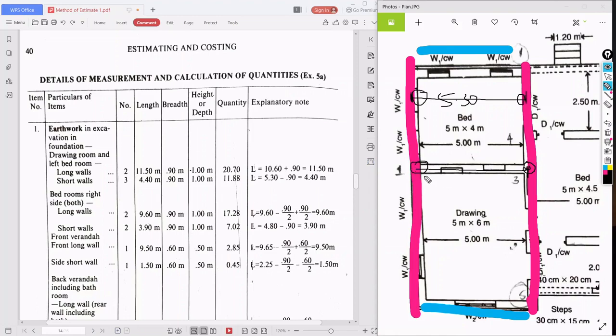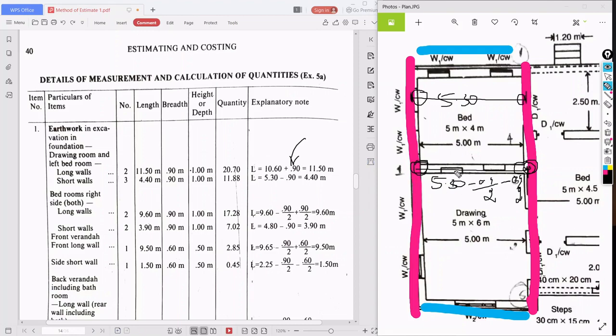So what we need to do? We don't need this 0.9 by 2. So 5.30, this part is already excavated, that is minus 0.9 by 2 minus 0.9 by 2, because in the long wall section we already excavated this part. So that's why in the long wall we are adding plus 0.9 by 2 plus 0.9 by 2. But in the short wall, because it's already excavated, we are subtracting that, minus 0.9 by 2 minus 0.9 by 2 at both sides.